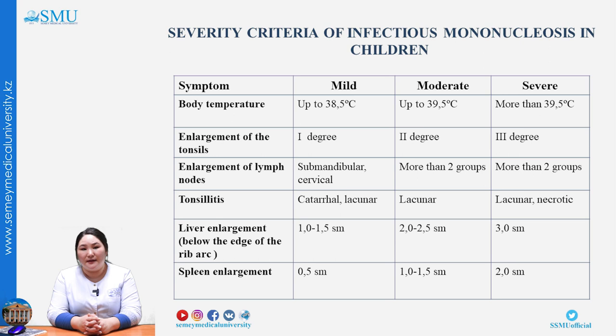In the severe cases, during severe intoxication, the temperature will rise to more than 39.5 degrees, sometimes 42, and swelling of the oropharyngeal tonsils will be more than second or third degree, with more than two groups of lymph nodes involved. The tonsillitis will sometimes be necrotic and lacunar, and the size of the liver will be more than 2.5 centimeters and the spleen more than 2 centimeters. Sometimes it can extend to the pelvic organs too.